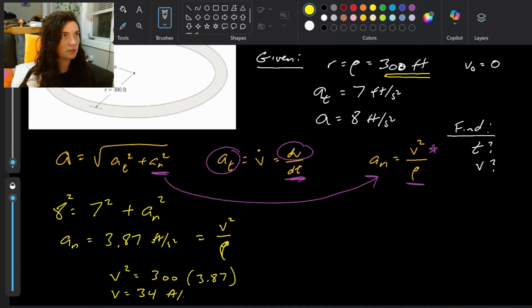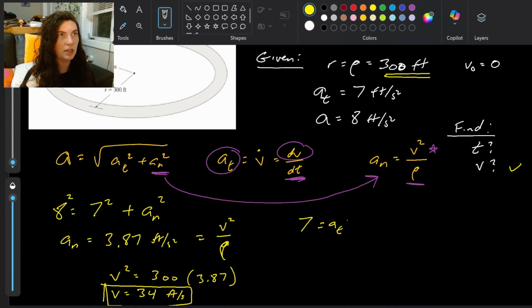Actually, let me fix that. There we go, that looks a little better. 34 feet per second. So we found our velocity. We still need to find our time. How long does it take it to accelerate up to this 8 feet per second squared? Now that we have a velocity, we know our tangential acceleration. That was a constant 7 feet per second squared for at. We have a velocity, and we have that relationship between dv and dt.